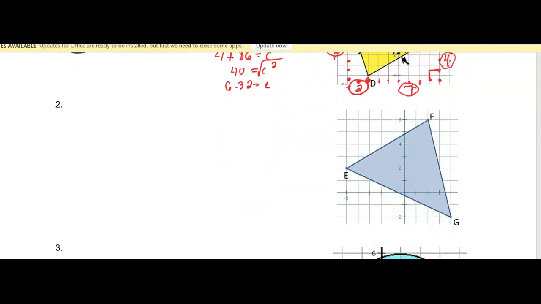2, not a quadrilateral, so we won't be able to do it quite that easily. This time we will have to do it for each of them. So let's do E to F. So I'm going to go, do this in red, 1, 2, 3, 4. And then 1, 2, 3, 4, 5, 6, 7. All right.